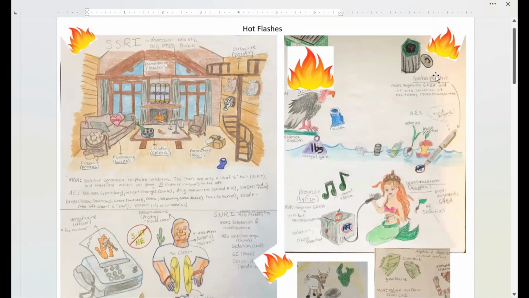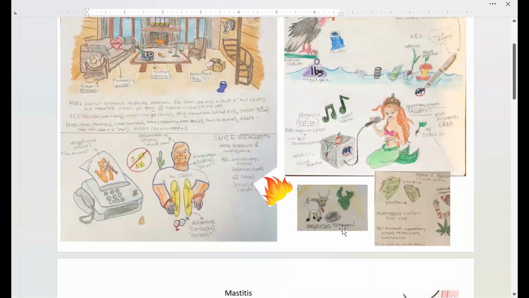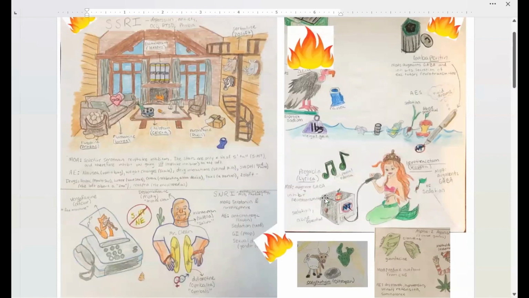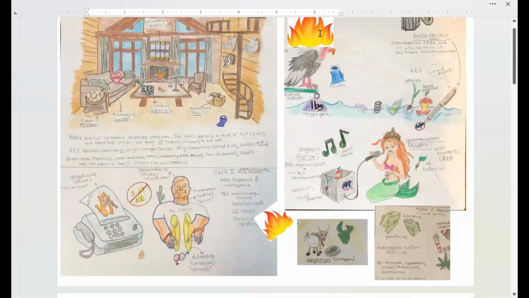Also for hot flashes, you can use gabapentin, which augments GABA, or you can use Lyrica, which also augments GABA. So those are the main two in that picture. You can use oxybutynin or Ditropan, which is an anticholinergic, if I remember correctly. And then you can also use clonidine, which is an alpha-2 agonist. So just remember clonidine, oxybutynin, Lyrica, gabapentin, and then SSRIs and SNRIs are all for hot flashes.